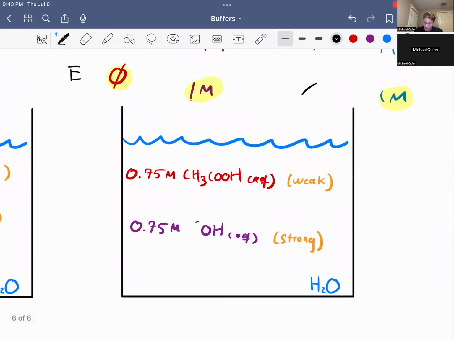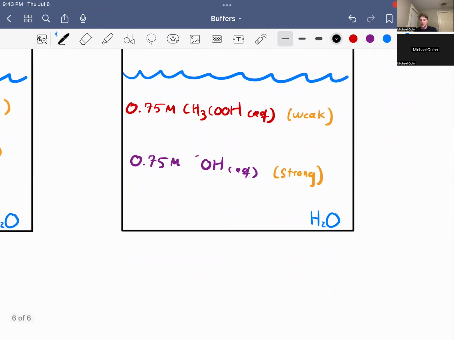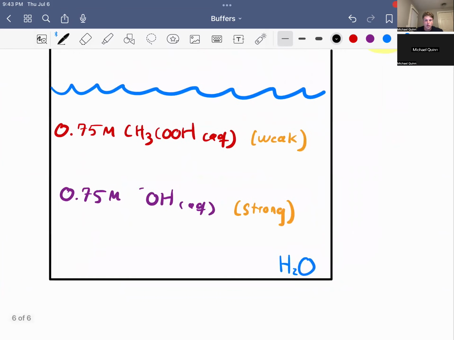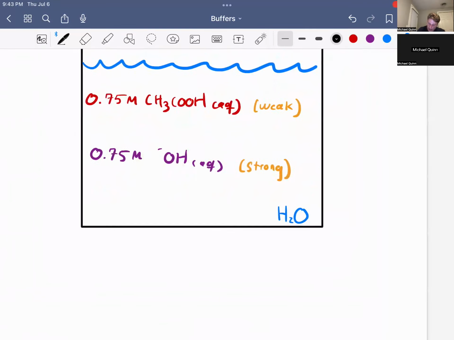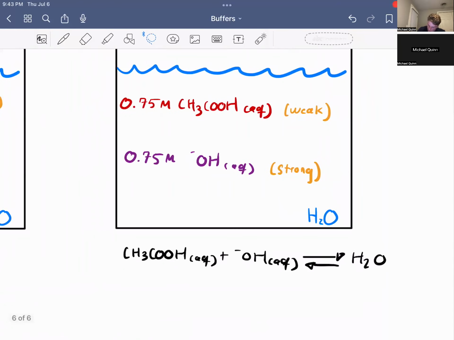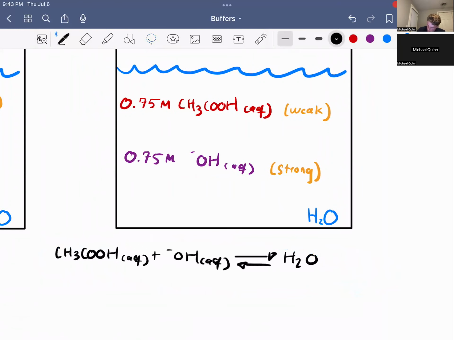And lastly, we have 0.75 molar of CH3COOH and 0.75 molar of OH minus. So this looks like a titration with a weak acid and a strong base. So we can again do an ice table. This is CH3COOH aqueous plus OH minus. This is going to make water and conjugate base.